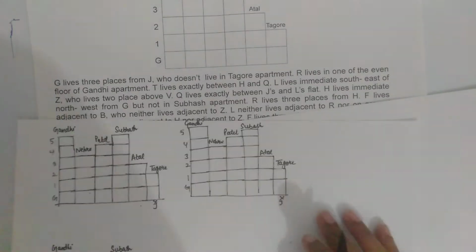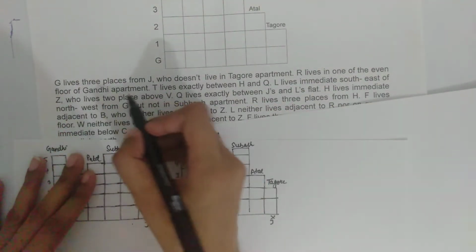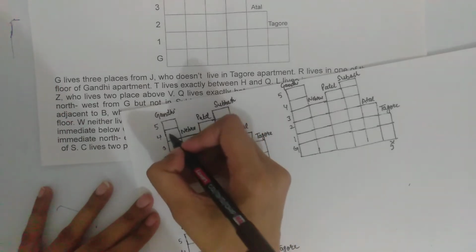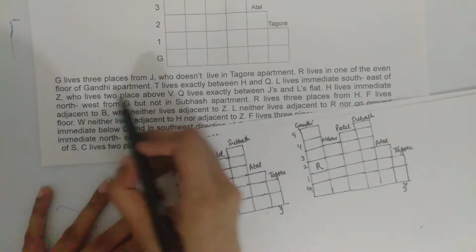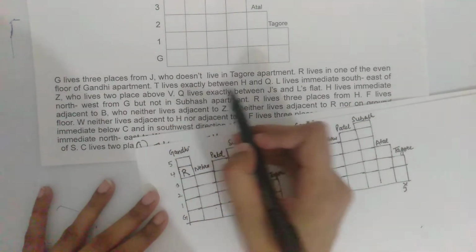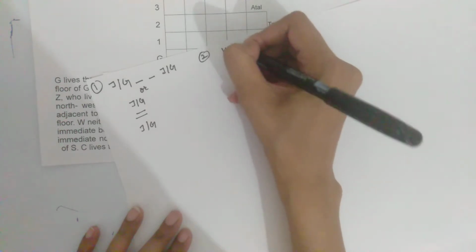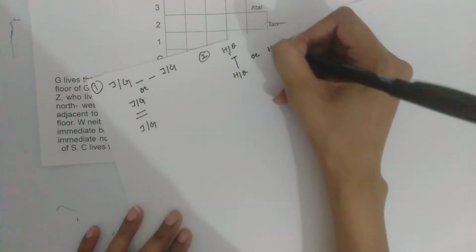Fine. Now R lives in one of the even floors of Gandhi apartment. So see, Gandhi apartment has 2 even floors, one is 2 and one is 4. So R can be either on floor number 4 or on floor number 2. Now next, T lives exactly between H and Q. It can be like this or like this.